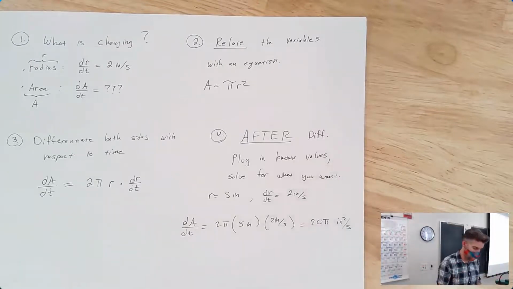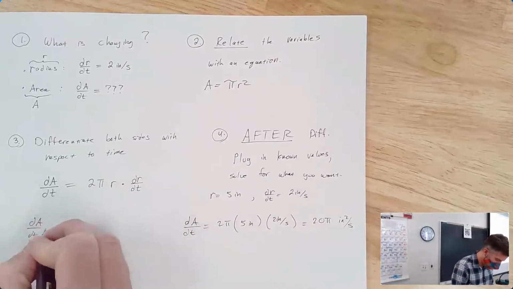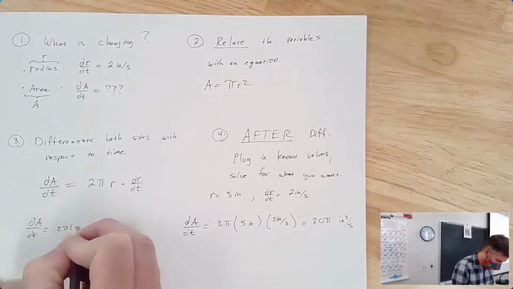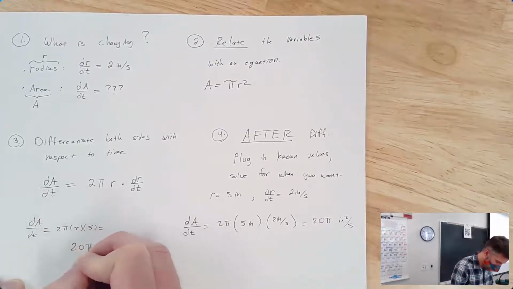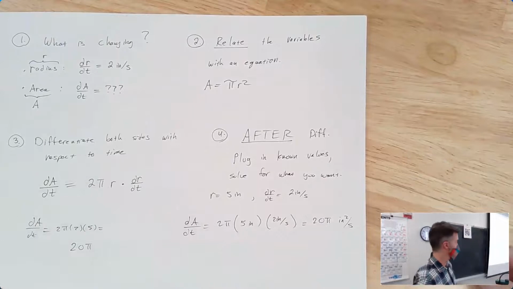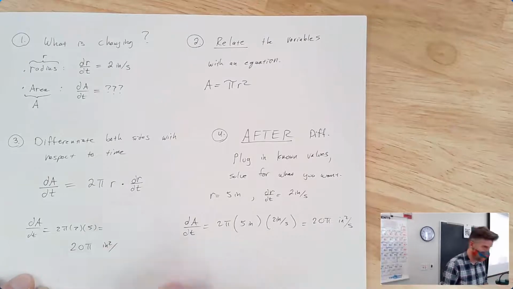You also could have just plugged in the numbers and said dA dt is 2 pi times 2 times 5 and gotten 20 pi. And then ask yourself at the end, what do the units have to be? Well, I know it's how an area is changing per time. My length is measured in inches, so my area is measured in inches squared, and my time is measured in seconds.